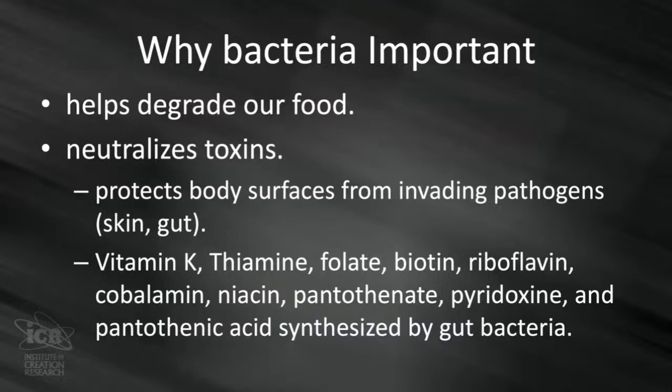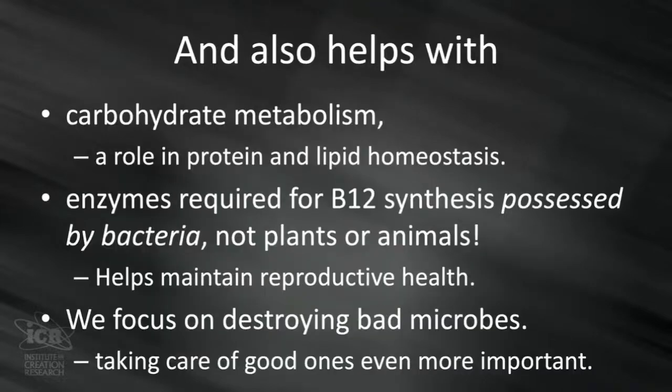One of the more important roles it has is to manufacture vitamin K, thiamine, folate, biotin, riboflavin, cobalamin, niacin, pantothenate, pyridoxine, and pantothenic acid, which are all manufactured by the gut bacteria. So if you don't have gut bacteria, some of these, especially vitamin K, will not be manufactured as it should. They also are important for carbohydrate metabolism, so they help digest your food. They have a role in protein and lipid homeostasis to make sure that we don't have too much or too little, to ensure that we have the right amount of proteins and lipids of certain types. And importantly, the enzymes they make are required for B12 synthesis. And therefore, the only way we can get B12, aside from meat, non-vegetarian sources, is from the bacteria.